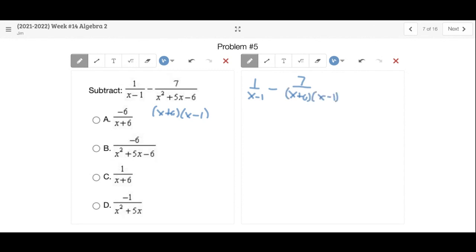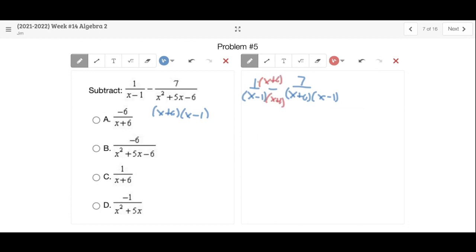Okay. What is my common denominator? What is the common denominator for this problem? X minus 1, x plus 6. That is absolutely correct. Yep. So the second fraction, I don't have to touch. It already has my common denominator. But this one, I'm missing x plus 6, aren't I? So I'm going to multiply top and bottom by x plus 6.